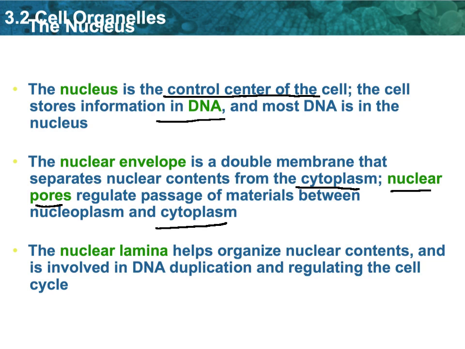Cytoplasm, we know what that is. Nucleoplasm is the same thing as cytoplasm, except it's inside the nucleus. That should be pretty obvious. And the nuclear lamina is just a way of organizing the stuff inside the nucleus. I wouldn't worry about that too much. I'm pretty sure that's not on the test.